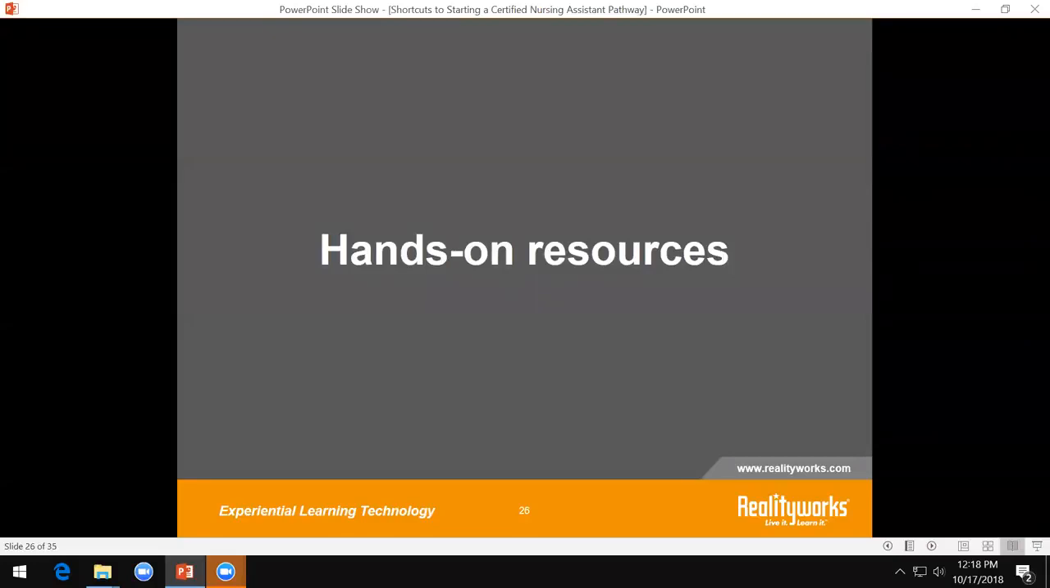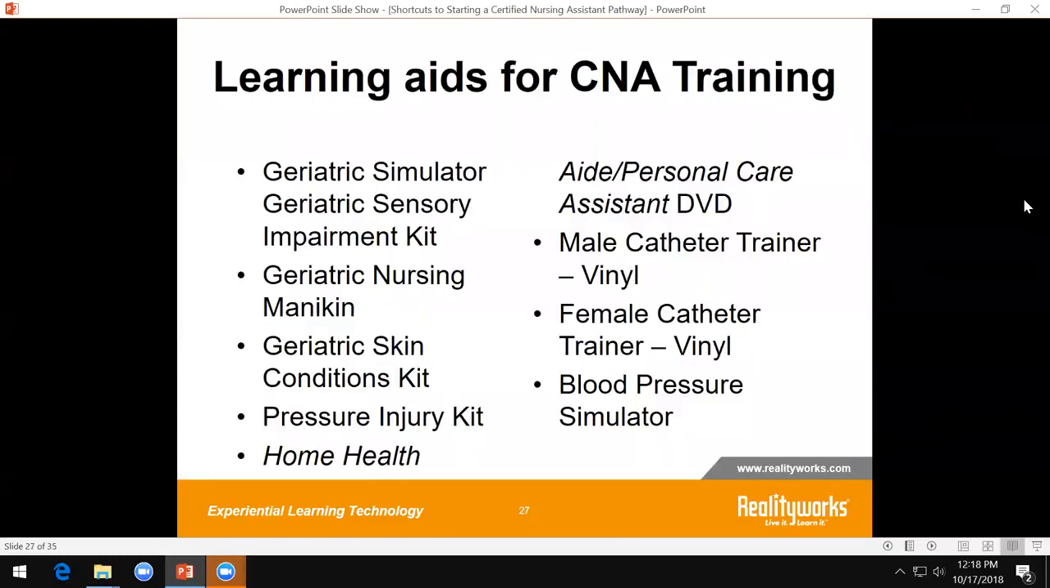So at this point, we'd like to share some of the hands-on resources we have available and that we recommend using for starting a certified nursing assistant or geriatrics specific career pathway program. So these are all the different recommended simulators and task trainers that we have that provide students with that practical hands-on application of the content that they've learned. So here's where they get the hands-on learning, learning those transferable career skills, if you will, and foundational knowledge that they will use directly in their CNA careers.